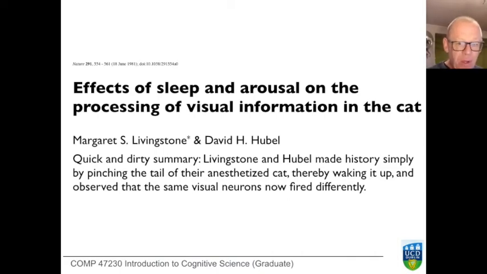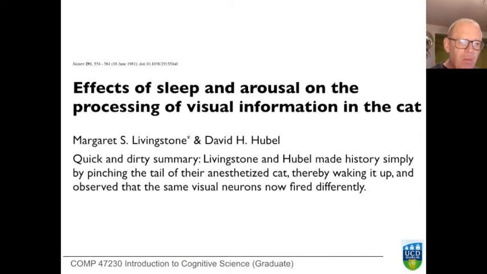And what they found was that if the cat was awake, even a little bit awake, the response properties of the neurons changed dramatically. This means that any conclusions drawn about what those neurons are doing that were obtained from anesthetized cats are particular to anesthetized cats and do not generalize to an awake cat.